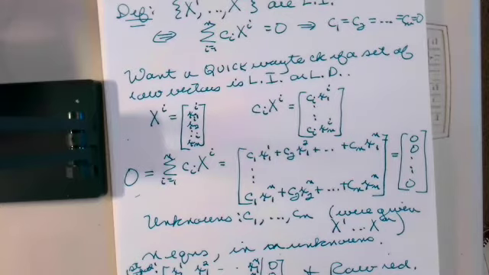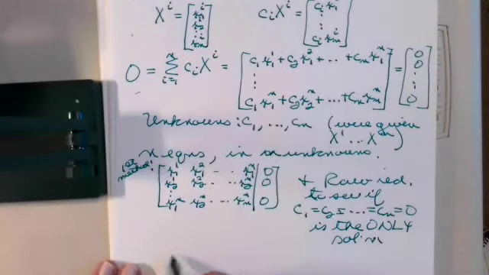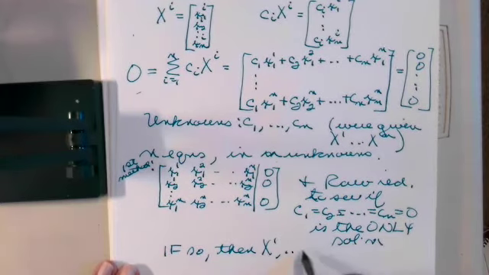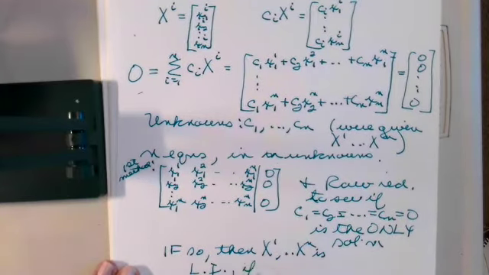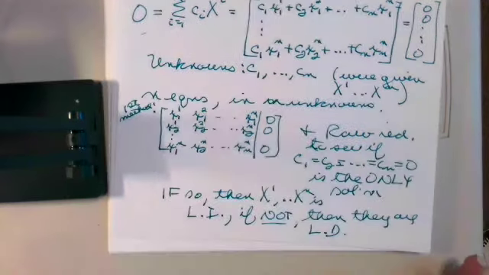We check if c_1 equals c_2 equals c_n equals 0 is the only solution. If so, then x^1 up to x^n are linearly independent. If not, then they are linearly dependent.